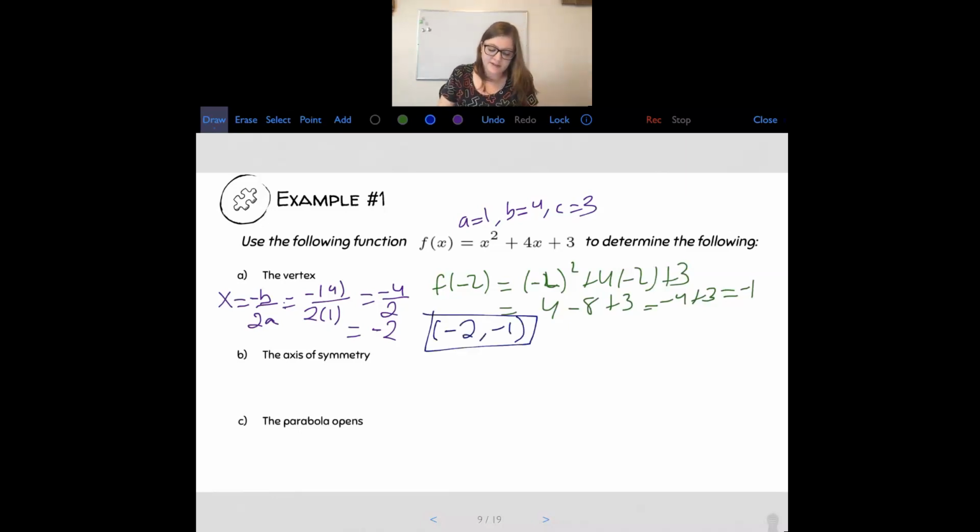The axis of symmetry, remember, is the vertical line that goes through the vertex. It's x is equal to negative 2. The parabola opens, since a is positive 1, upward.